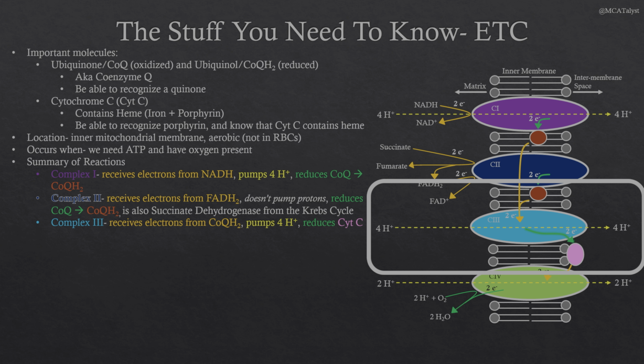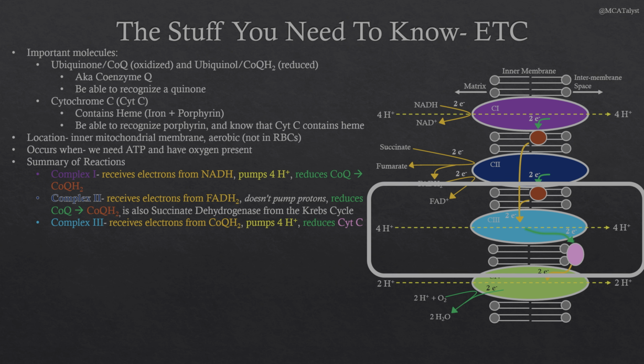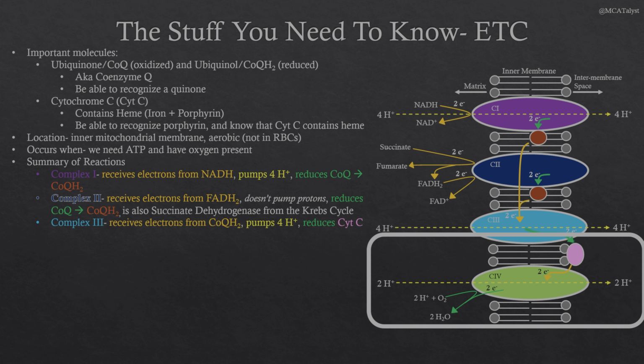So now that we've given our electrons off to cytochrome C, cytochrome C is going to be passing its electrons onto complex 4, the last complex in the chain. Complex 4 is going to be receiving the electrons from cytochrome C. Whenever complex 4 is reduced, it's only going to be able to pump 2 protons. We're basically sucking the remaining energy that we can from those electrons, and we're only going to be able to pump 2 protons at this point.